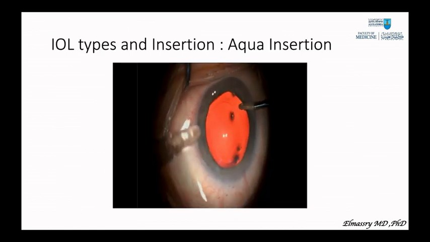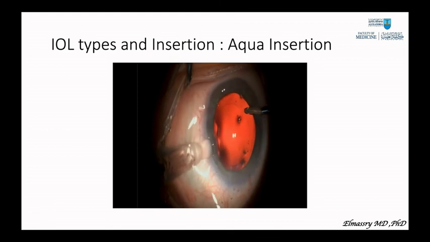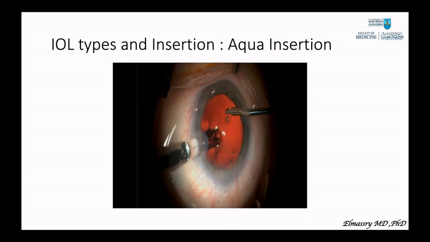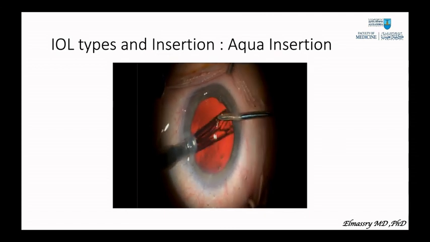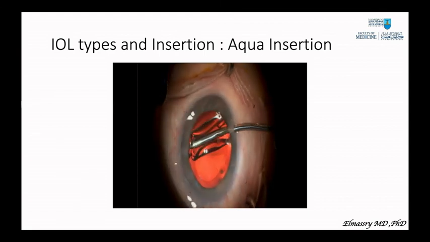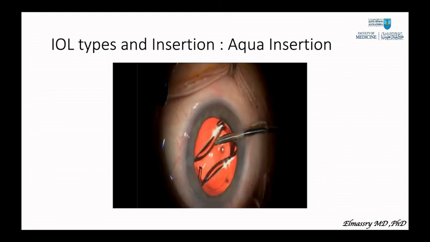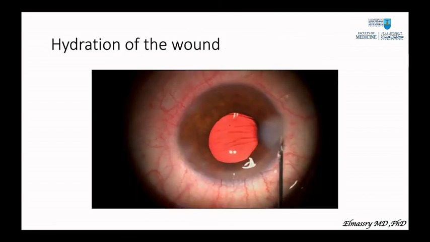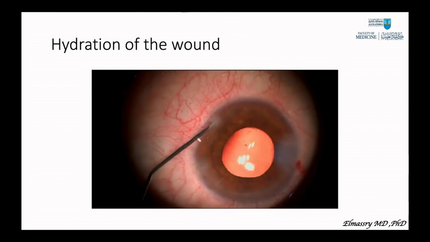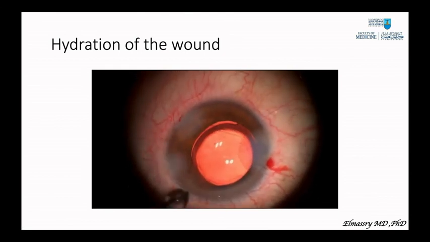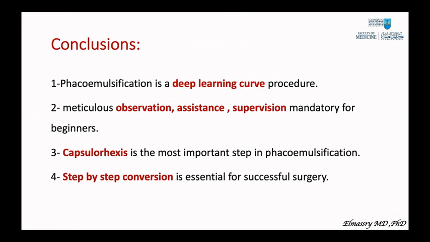But it's easier now to do the equa insertion while having the irrigating solution from one side, and you insert the IOL under the BSS through the injector through 1.8 or 2mm incision, and then putting the IOL inside the bag. This will prevent the increase of the intraocular pressure after the surgery. Hydration of the wound, it's a final step which is essential to close the wounds and to make the pressure high. In conclusion, phacoemulsification has a deep learning curve.